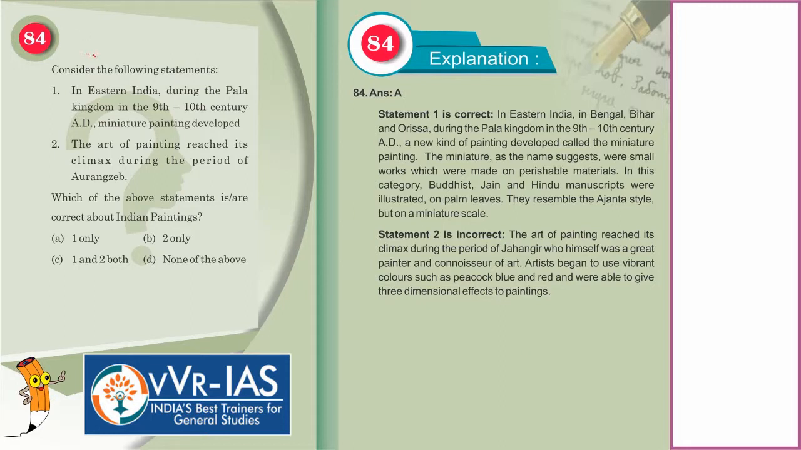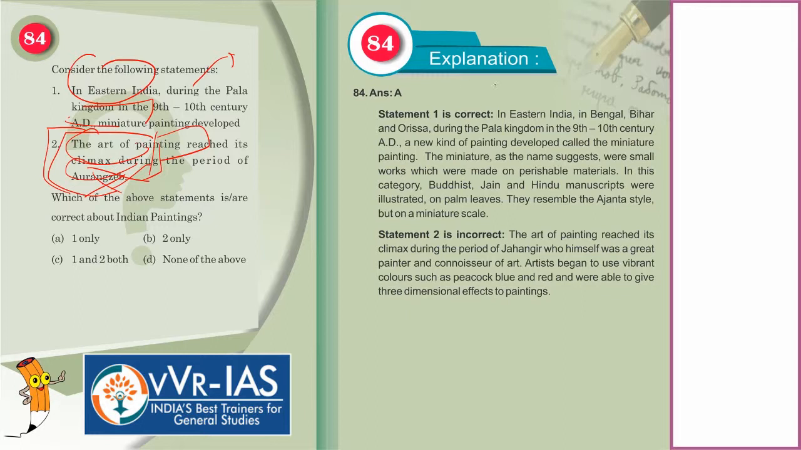In eastern India, during the Pala kingdom in Bengal, ठीक है ना, the erstwhile Bengal. In the 9th century, miniature painting developed. The art of painting reached its climax during the period of Aurangzeb. Now, the second statement is completely wrong. Why? Because Aurangzeb was against all these luxuries, ठीक है ना, such as painting, singing, etc. He was a religious person, and so he was opposed. Therefore, the second statement is wrong.